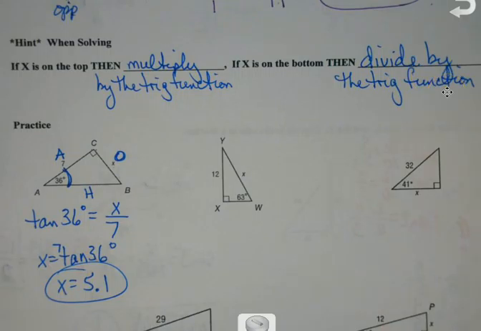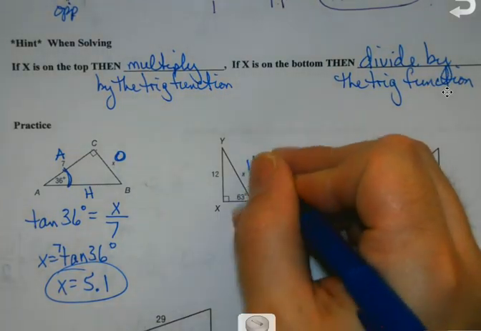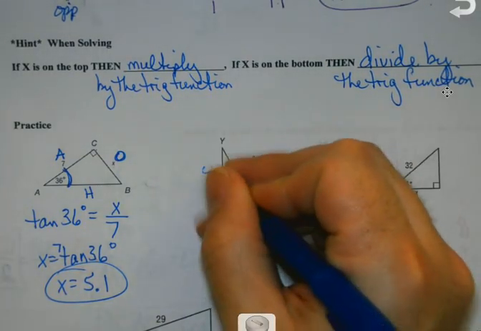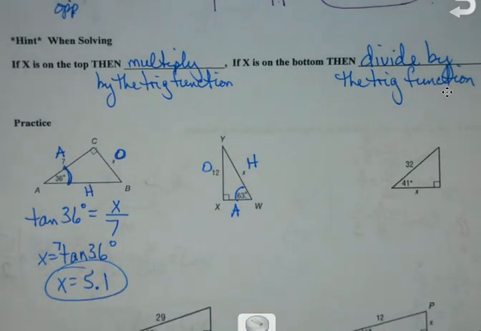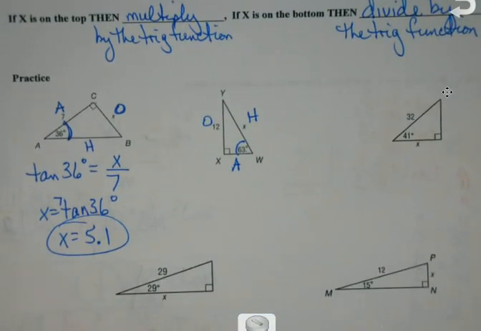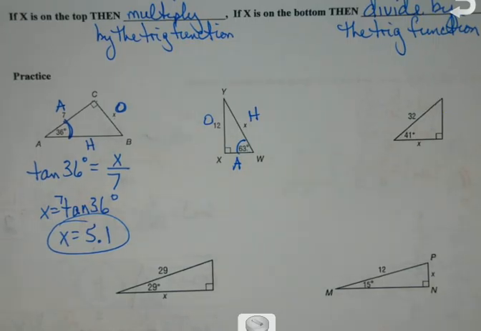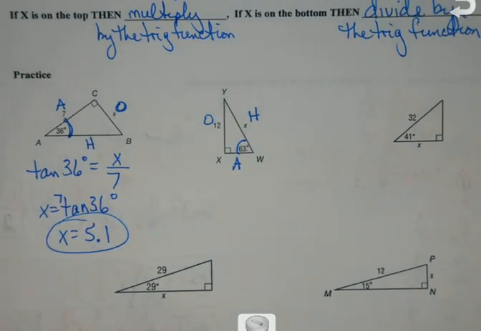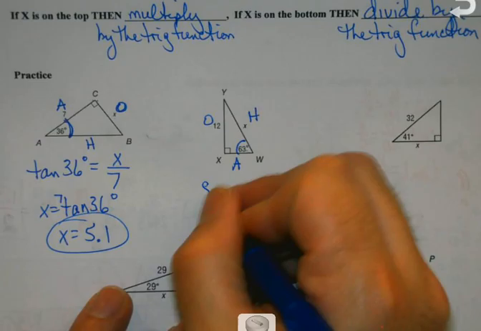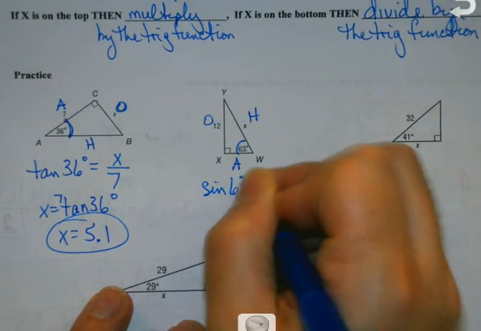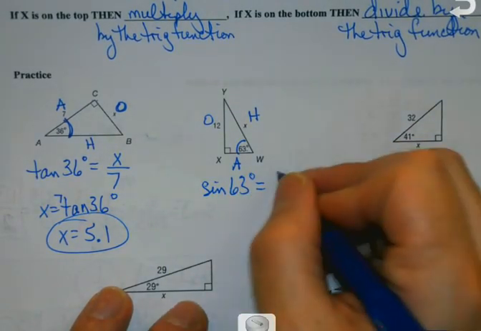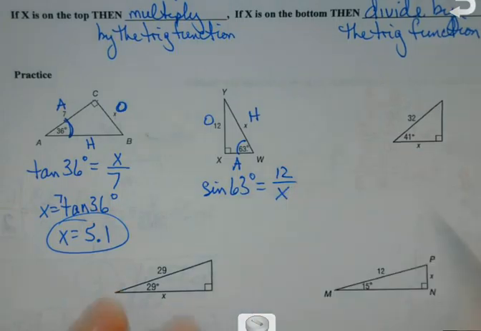So as I work through these, keep labeling my sides here. So I look, this time I got opposite and I've got hypotenuse. Which trig function is that going to be? Look back to the front if you need to. Sine. So the sine of 63 equals opposite over hypotenuse.